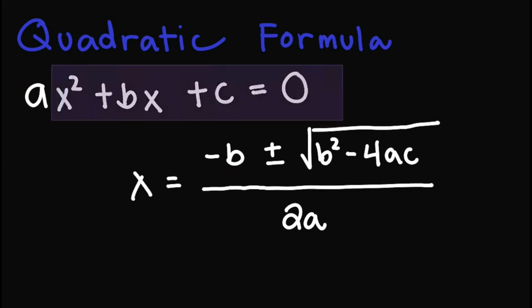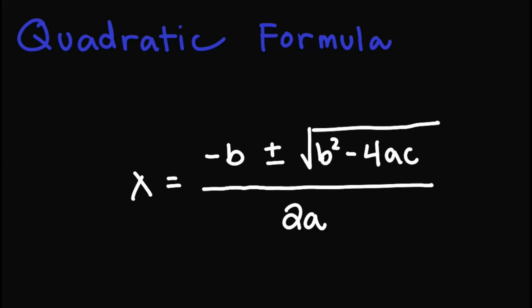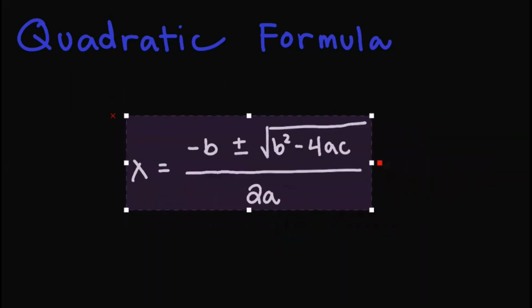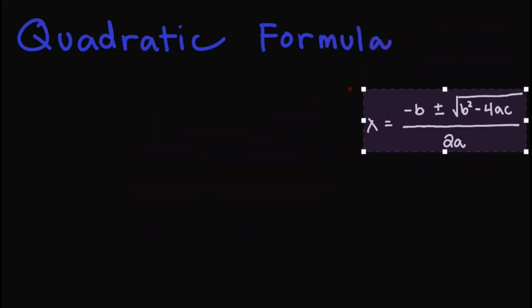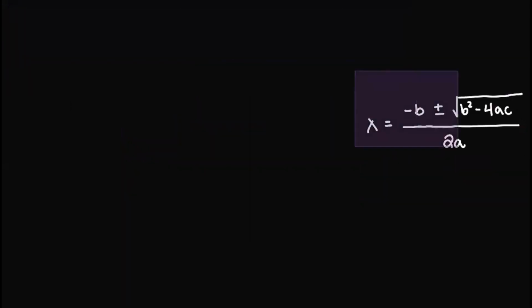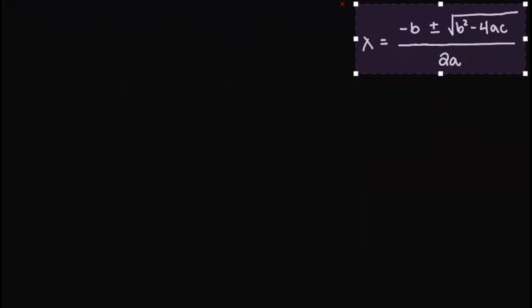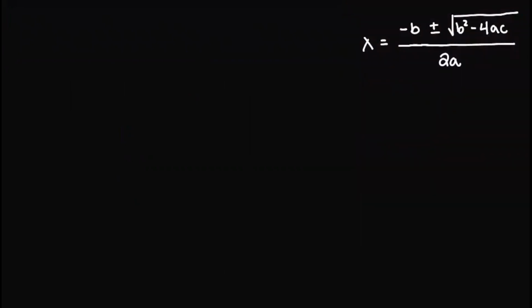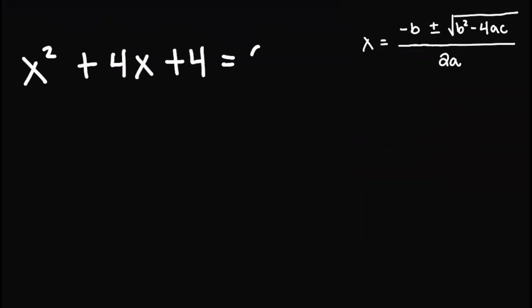And let's move this one. And let's resize this to start with our example. So let's have it out here as a guide. So let's go on with this first example. Let's have x squared plus 4x plus 4 equals 0.